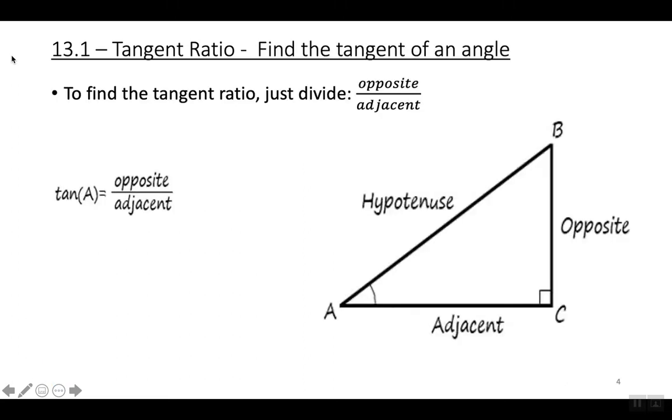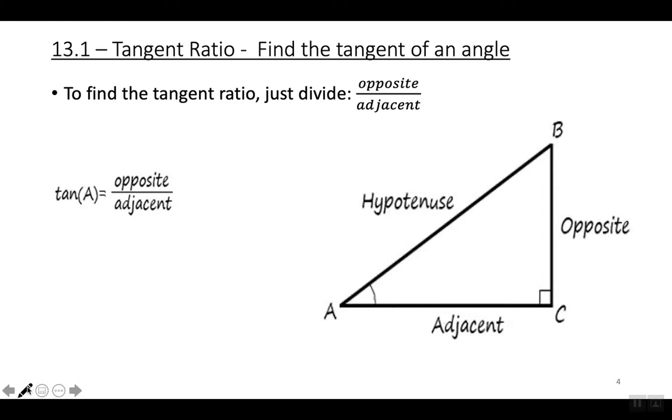Alright, so what we're going to learn today is how to find the tangent of an angle. The tangent of an angle is basically when you divide. To find the tangent ratio of an angle, you just divide the opposite side by the adjacent side, which I'll demonstrate in a moment. For this diagram, let's pretend that we're looking at everything from the point of view of angle A.